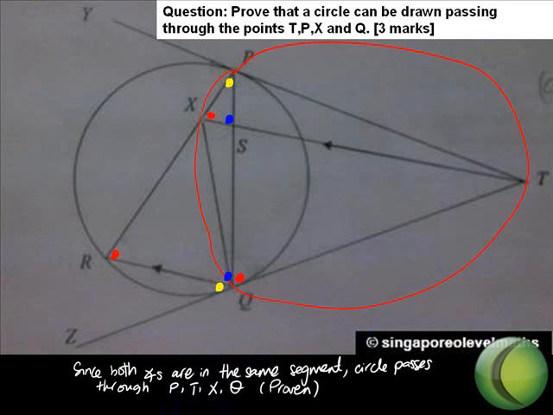Hence, since both angles are in the same segment, circle passes through the points PXQT. 3 marks. I hope you understand how you can approach this question by making use of some of the angle properties of circle. All the best.